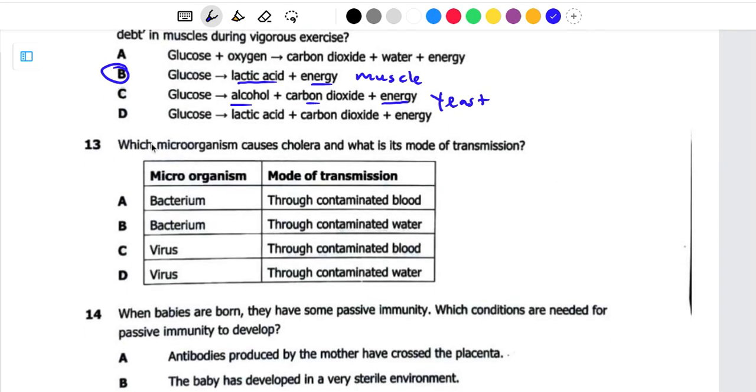Question 13. Which microorganism causes cholera, and what is its mode of transmission? Cholera is caused by a bacteria called Vibrio cholerae. When it comes to the mode of transmission, it is through water. It is not through blood. So the answer is going to be B.